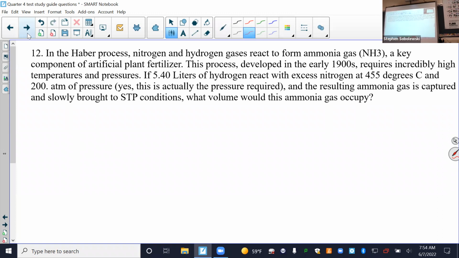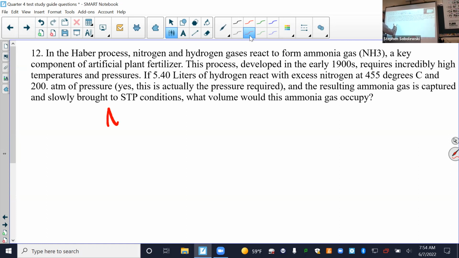If 5.40 liters of hydrogen gas react with excess nitrogen at 455 Celsius and 200 atm of pressure, yes, this is actually the pressure required, and the resulting ammonia gas is captured and slowly brought to STP, what volume would this ammonia gas occupy? Long question. Let's see what we're looking for here. Well, it gave us a reaction. Clearly, we're going to need it.